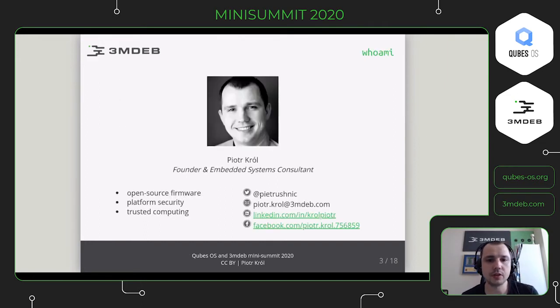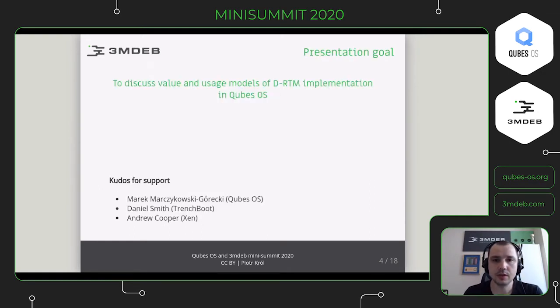Okay, my name is Piotr Król. I'm founder and embedded systems consultant at 3mdeb. I'm very interested in open source firmware and platform security, and recently this is also associated with trusted computing. So what's the goal of this presentation? Mainly we want to discuss the value and usage models of D-RTM, dynamic root of trust for measurement, implementation in Qubes OS and also in other operating systems that use Xen or other hypervisors. I definitely would like to thank Daniel and Andrew for reviewing the presentation, also Marek for being here and helping review all the things we present.